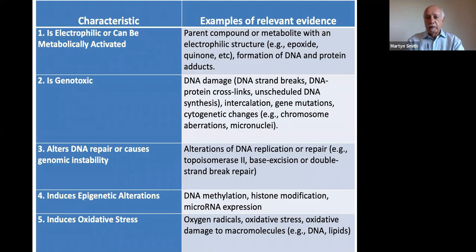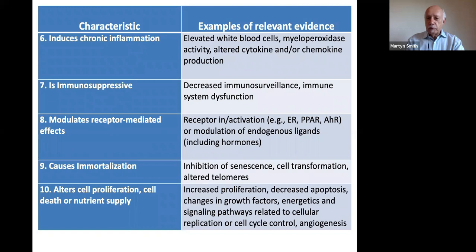So examples of relevant evidence are things like, is there something electrophilic? Does it make an adduct? Does it cause DNA damage? Does it alter epigenetics? Does it produce oxidative stress? Does it produce chronic inflammation? Does it decrease immunosurveillance and suppress your immune system? Does it bind to a particular receptor or modulate endogenous ligands like hormones? Does it alter cell senescence and alter telomeres? And does it increase proliferation or decrease apoptosis and otherwise alter cell signaling pathways?